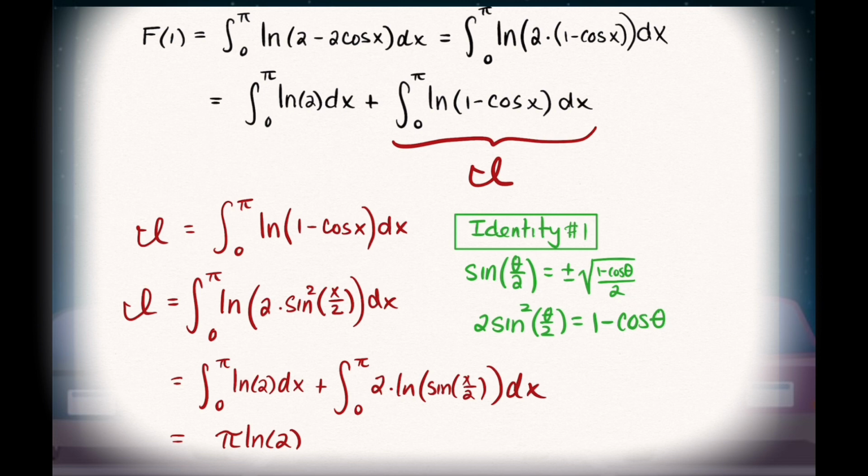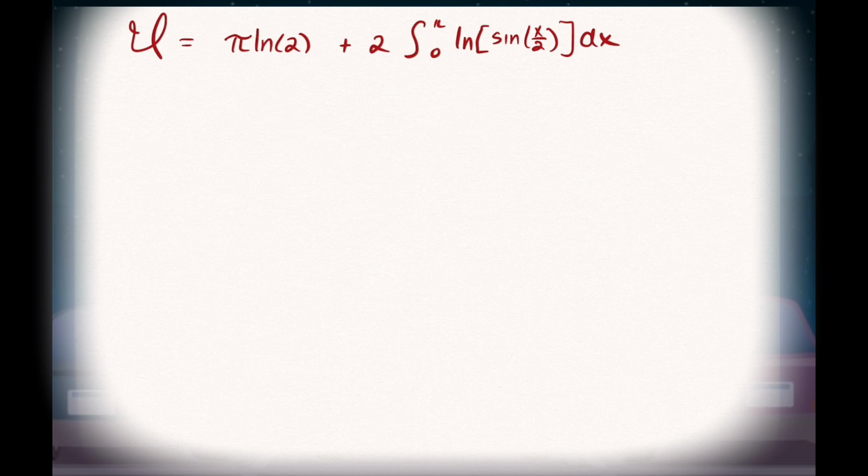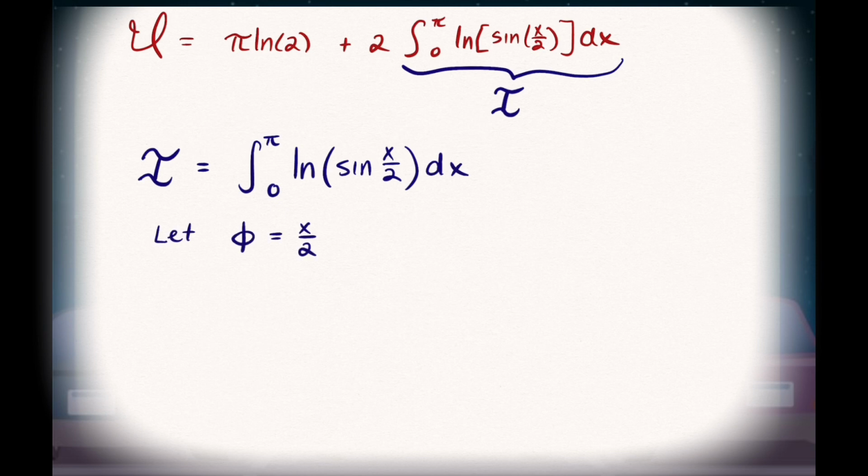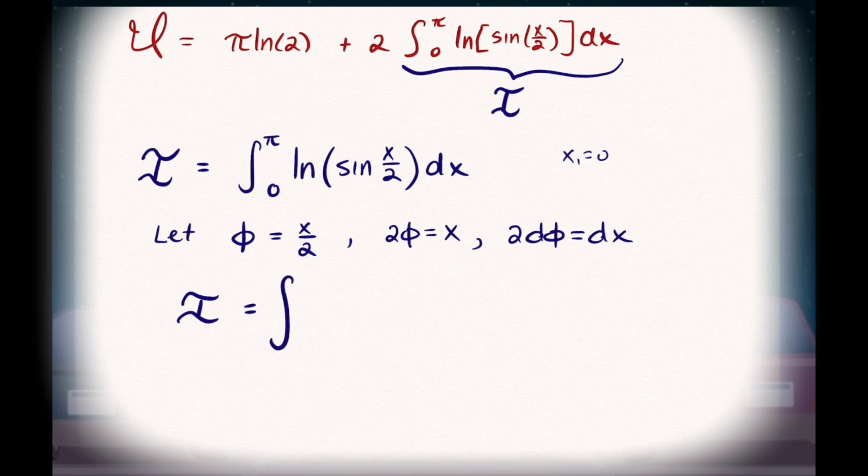The first integral will evaluate to pi natural log of 2, and we can pull the constant of 2 outside of that second integral. So now we have cursive I is pi natural log 2 plus 2 times a new integral, which we'll call curly I. So curly I is the integral from 0 to pi of the natural log of sine of half x dx. And we're going to let phi equal x over 2, so that we get 2 d phi equals dx. Curly I then rewritten with new limits of integration.